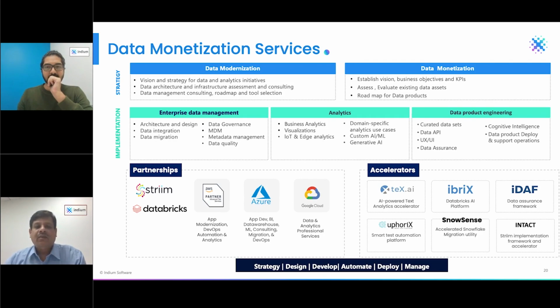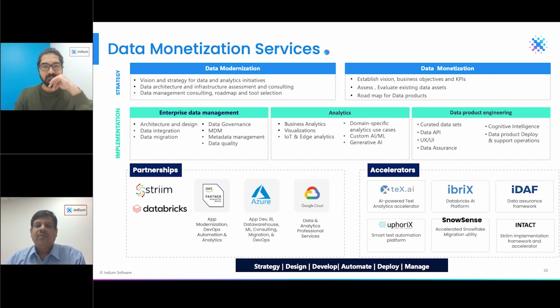So basically, building the vision and strategy for the data and analytics initiatives as part of the modernization, and then the architecture and infrastructure assessment of what you may have currently, and then identifying the go forward or the future model of the architecture or the roadmap, how to go about it in terms of the modernization.